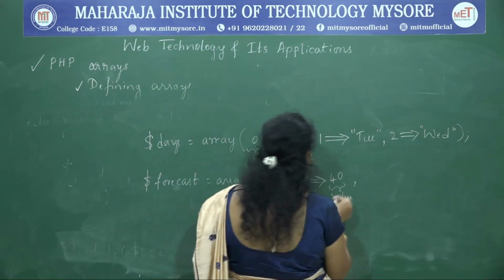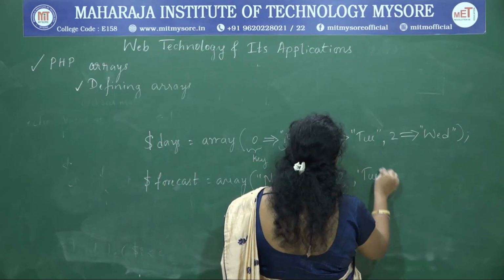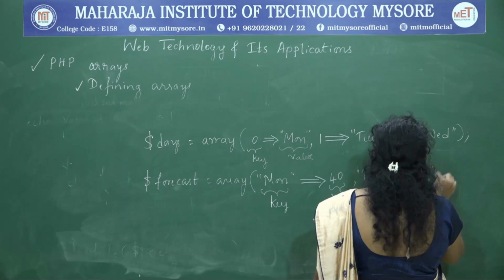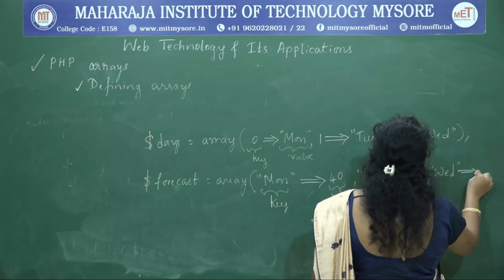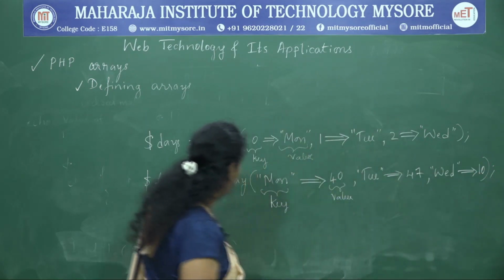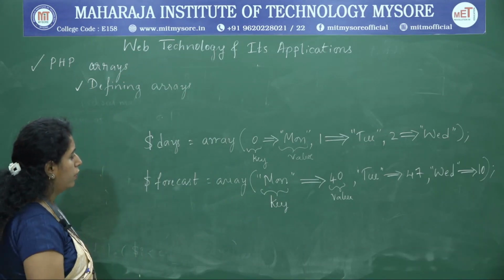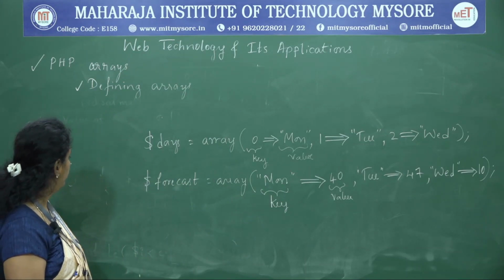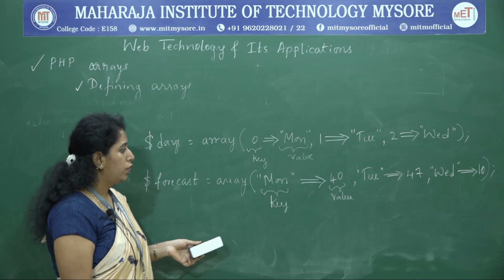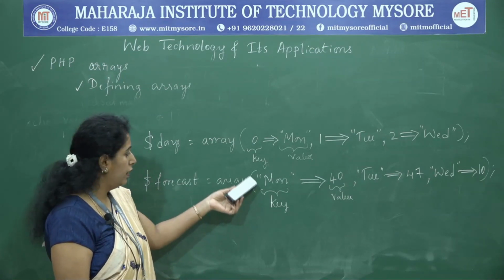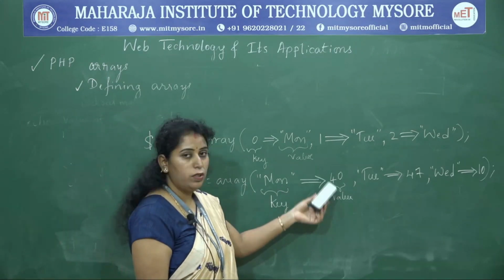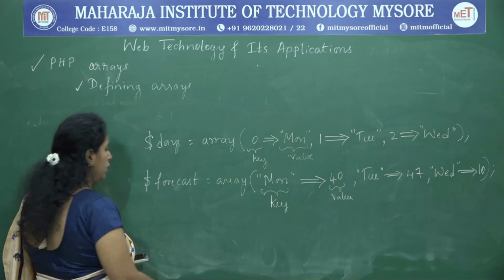Okay. So then let me continue the example here. So Tuesday 47, then Wednesday 10, some value. Okay. Now what happens? You can notice that the key is string and the value is integer. How to print it on the screen?